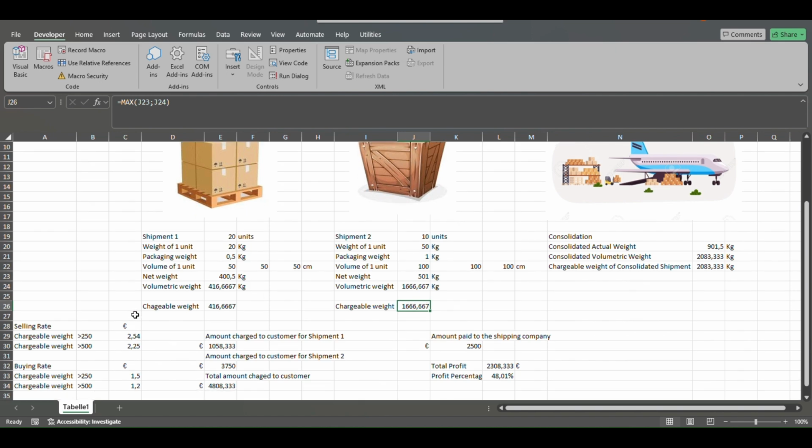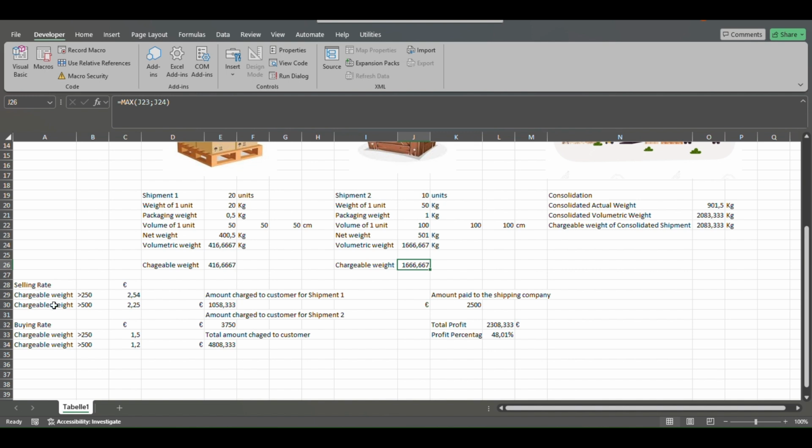So here is the selling rate. This selling rate is what we charge the customer. As the logistics company, we charge the customer: if the chargeable weight is between 250 and 500 kilograms, then we are going to charge 2.54 euros per kilogram of chargeable weight for the shipment. If the shipment's chargeable weight is greater than 500 kilograms, then the logistics company is going to charge 2.25 euros per kilogram of the chargeable weight.